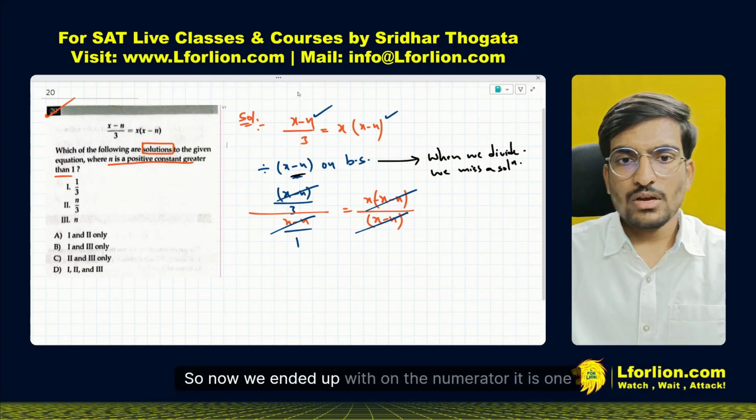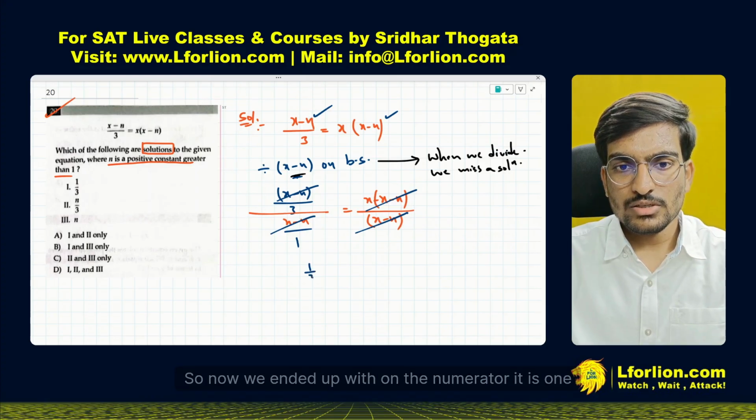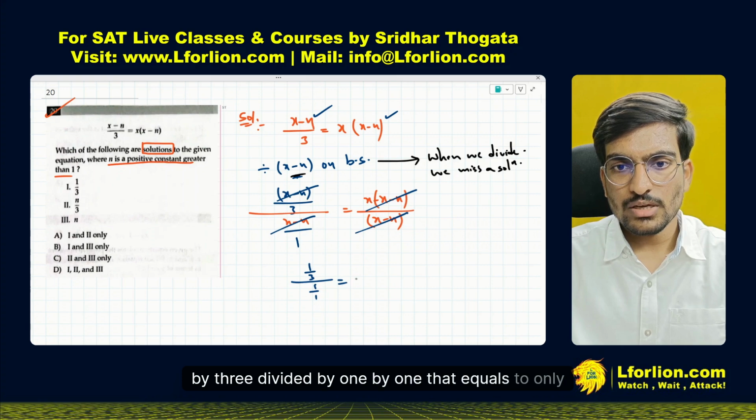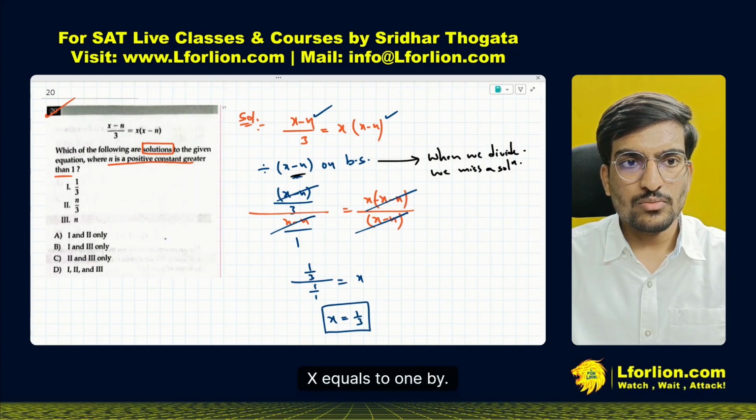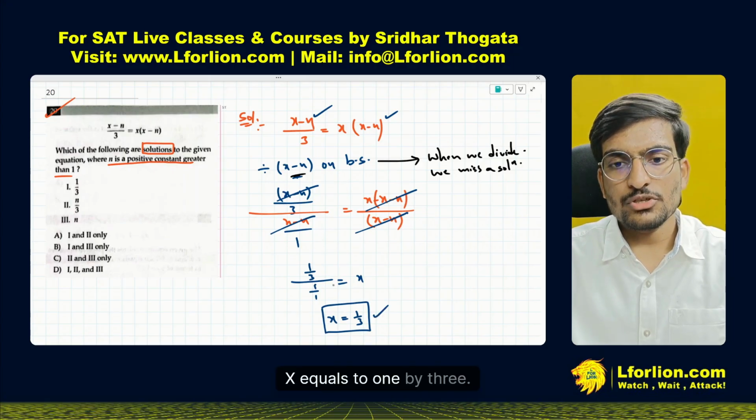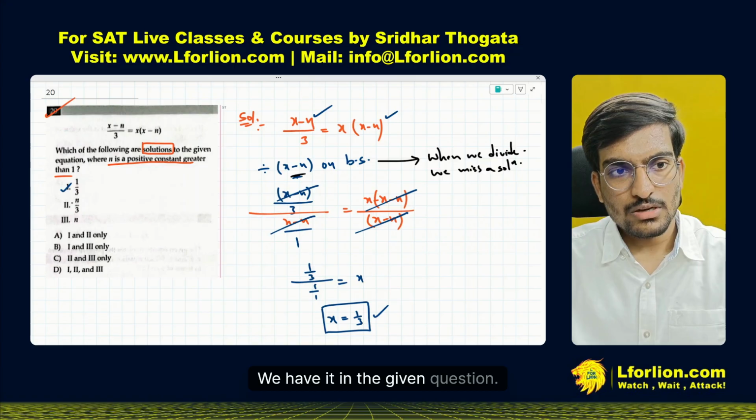So now we ended up with, on the numerator, 1 by 3 divided by 1 by 1, that equals only x. So finally x equals 1 by 3. We got one value, x equals 1 by 3. We have it in the given question.